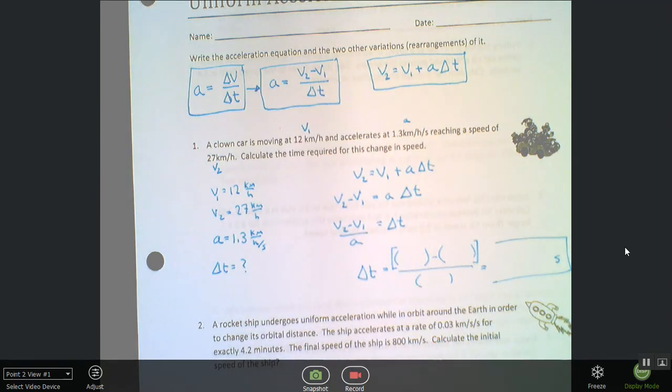See if you can finish up the rest of the problems on this sheet from this point. Thanks.